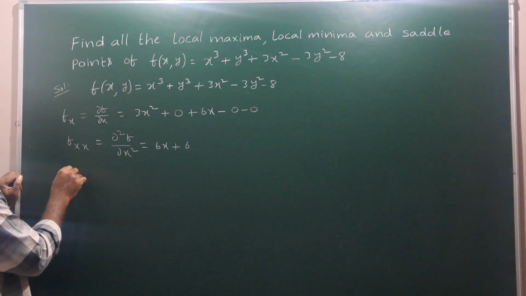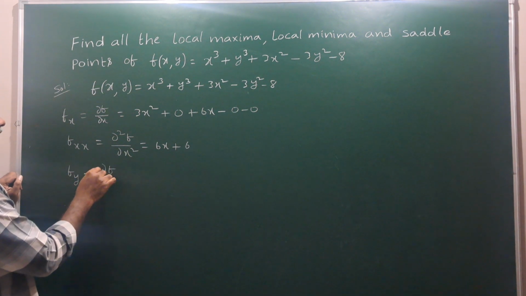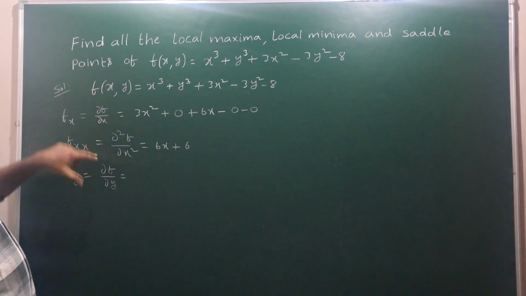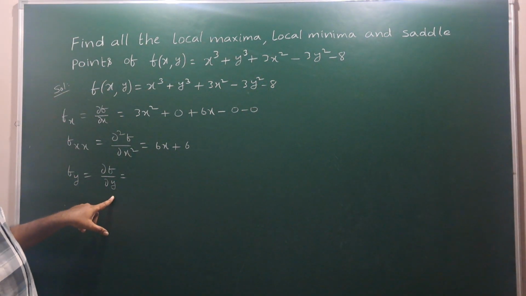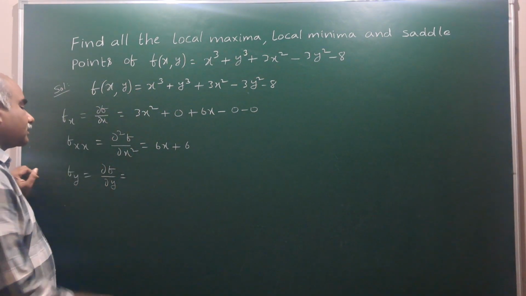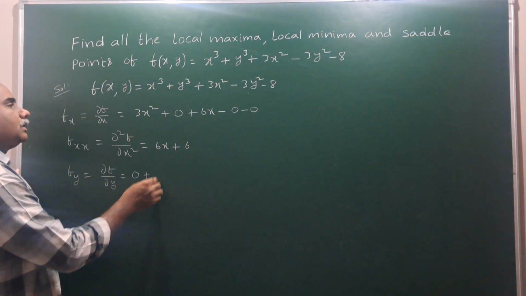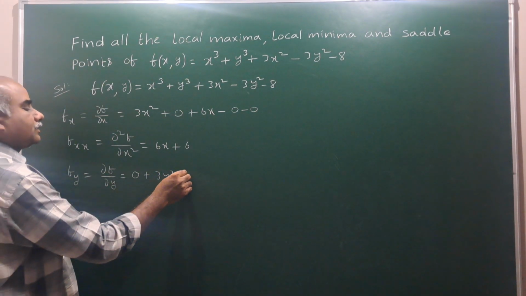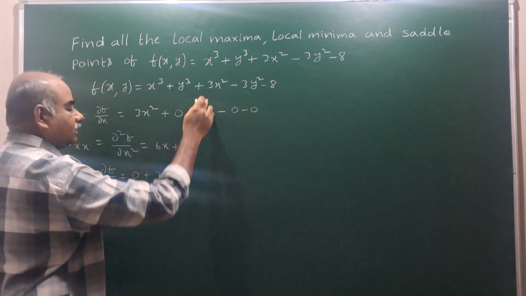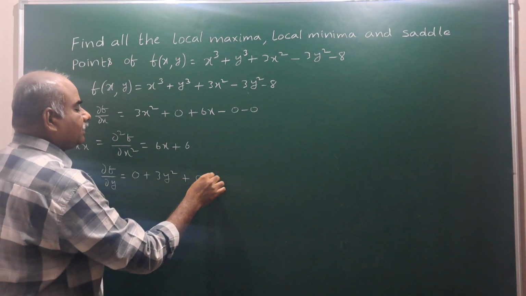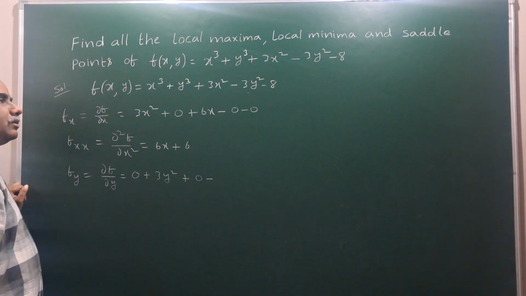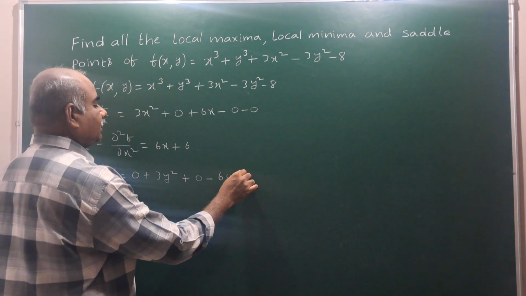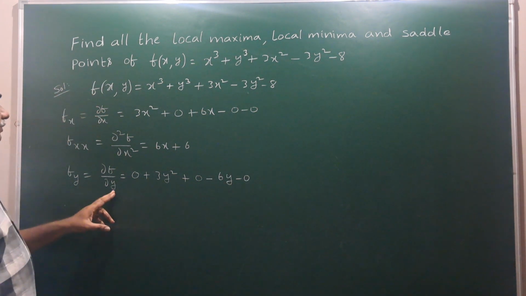Next, fy. Fy means ∂f/∂y. Okay. That means we have to differentiate this function with respect to y partially. So with respect to y, x³ is constant, so its derivative is 0. The derivative of y³ with respect to y is 3y². With respect to y, 3x² is constant, so its derivative is 0. And the derivative of 3y²: 3 into the derivative of y², which means 2y, 3 times 2 is 6y. And the derivative of 8 is 0, since with respect to y, 8 is constant.